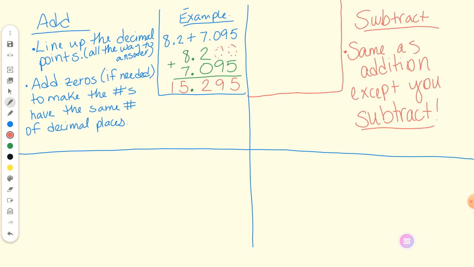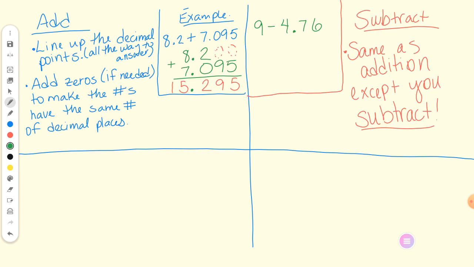Then we're going to do an example there. Let's do 9 minus 4.76.